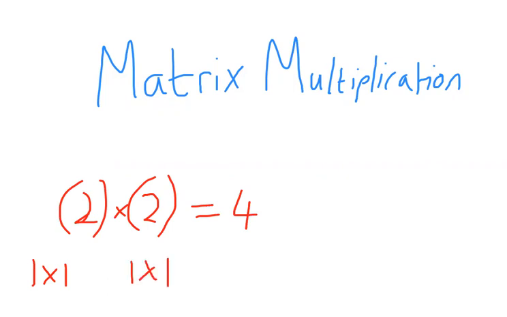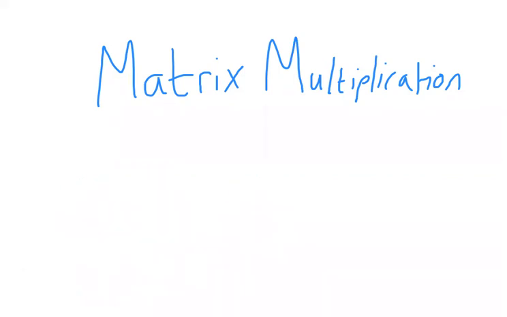Now the funny thing about matrix multiplication is that if you look at the inside two numbers and they're the same, that means you can multiply them. So we have a 1 by 1 times a 1 by 1, and that gives us 4. Okay, let's make things a bit more interesting. Let's try 5, 4 times 3, 2.